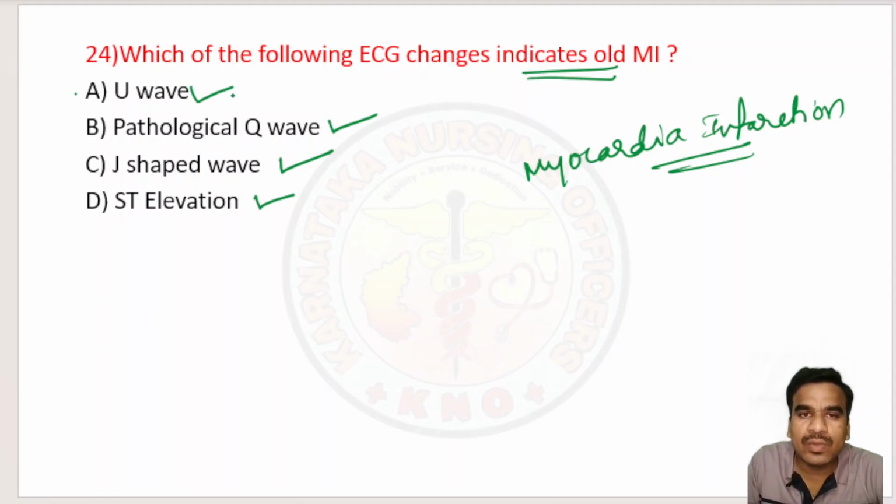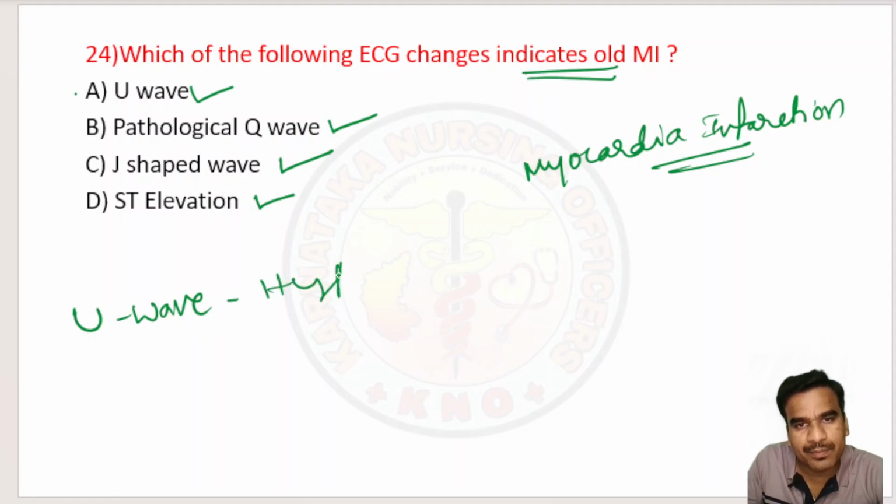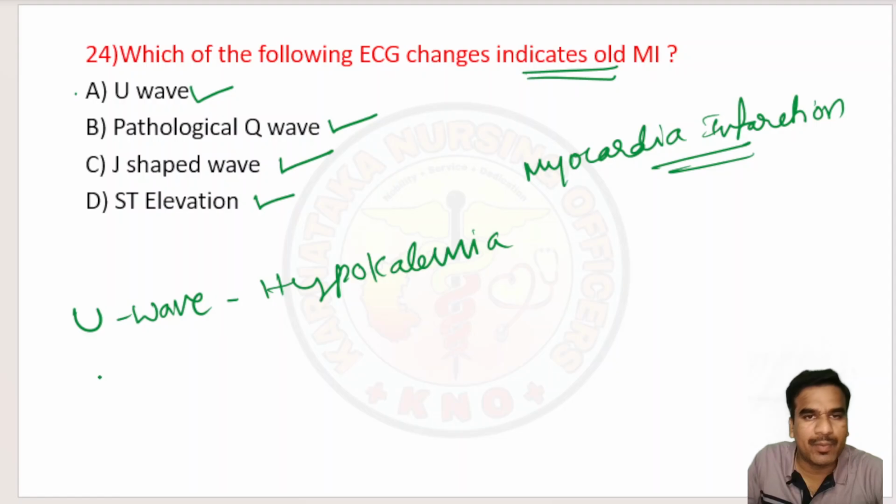U wave will be identified in hypokalemia. Pathological Q wave, I will show how the pathological Q wave looks. The pathological Q wave indicates the old MI.